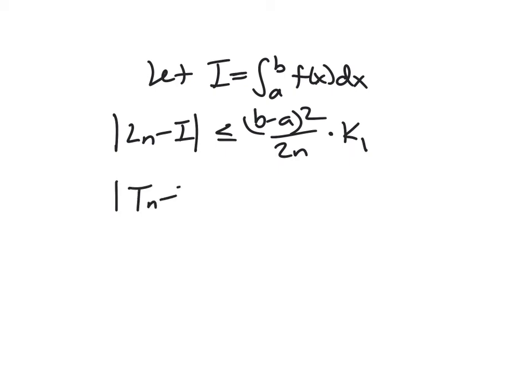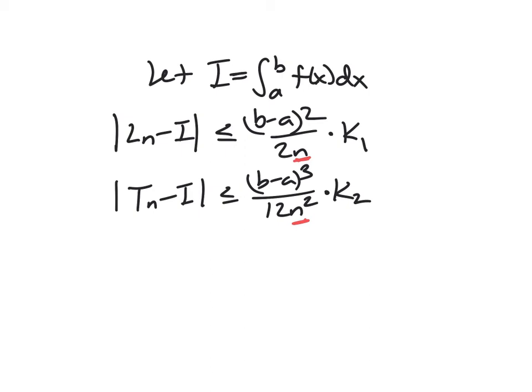And for the trapezoid rule, it's less than or equal to (b minus a) cubed over 12n squared times this constant k2. So obviously, as n increases, that's the main thing that matters because the rest of these are all constants. So you can see the fact that we're dividing by n squared down here versus n up here, right? Dividing by a bigger thing means you're smaller. So there's going to be, in general, smaller error for the trapezoid rule than the left rule or right rule.